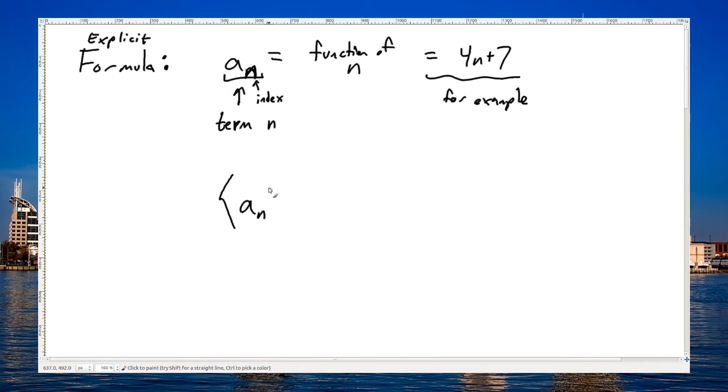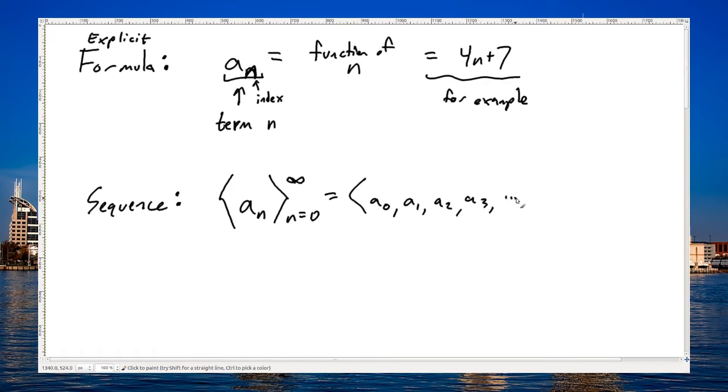And the assumption is that it depends on who you're asking what the default is. I use 0 as the default starting point for the sequence. So if this is the formula for the sequence, then the sequence itself, you have the angle brackets around it. This tells you to start at n is equal to 0 and keep going to infinity, and it would spit out a0, a1, a2, a3, dot, dot, dot, so on and so forth, where each of these are what we get when we plug in to the function.